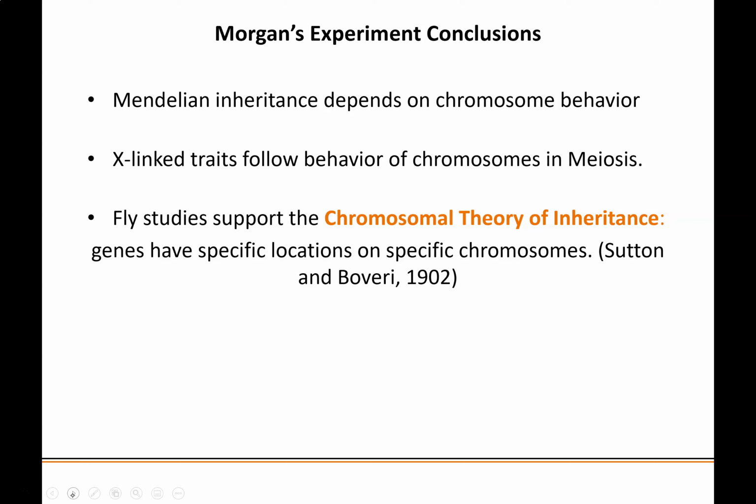Now, these fly studies were also important because they supported the chromosomal theory of inheritance. This was an idea that was put forth in 1902 by two scientists named Sutton and Boveri. The chromosomal theory of inheritance said that genes have specific locations on specific chromosomes. And Morgan's work in showing sex-linked eye color was able to support that: genes have specific locations on specific chromosomes.